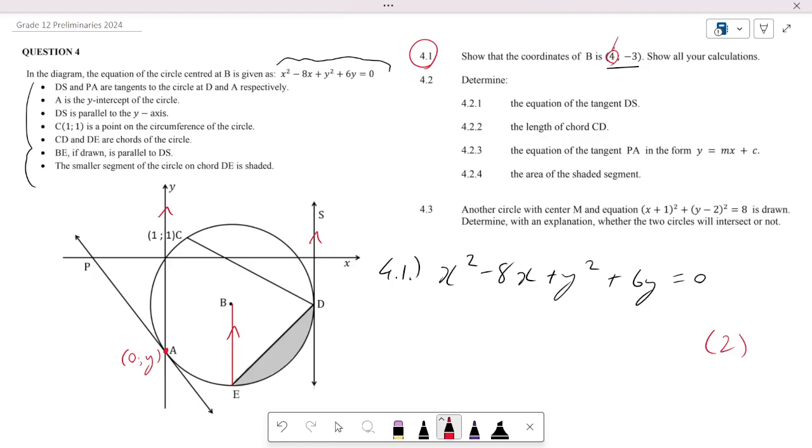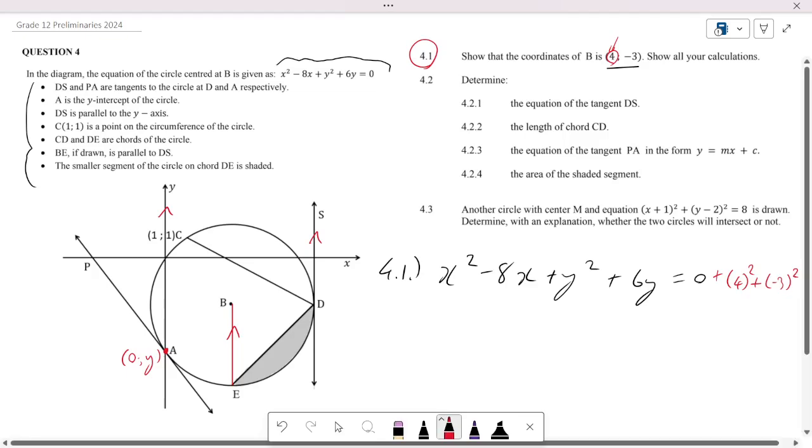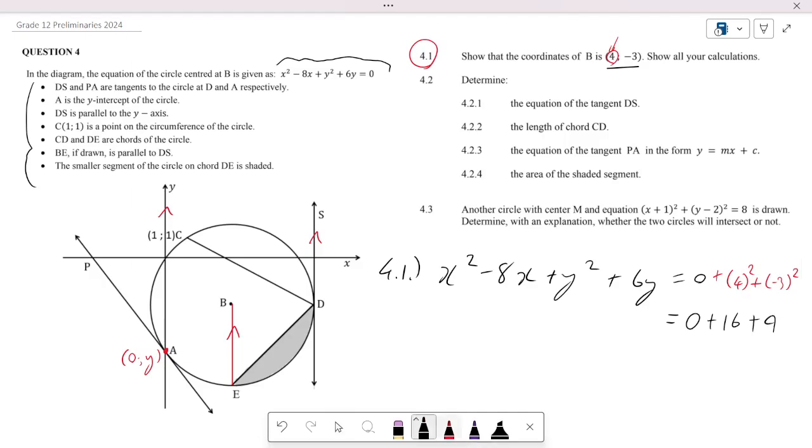Now that we look at this again, we are going to add 4 squared, plus the negative 3 all squared, and then we get an answer over here, which is going to be 0 plus 16 plus 9. But remember, when we are dealing with an equation, what we do on one side, we have to do on the other side. So it's going to be x squared minus 8x, plus... we know that the 4 over here is the x coordinate, and the negative 3 is the y coordinate.